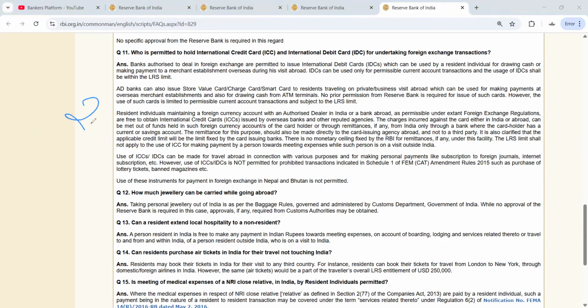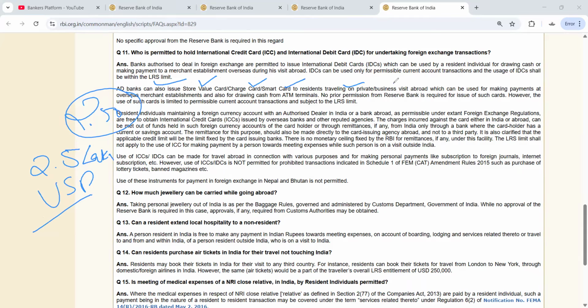That is 2,50,000 dollars, 2.5 lakh USD. This is the LRS limit. So the transaction should be within the limit. Okay. So an AD Bank can also issue stored value cards, charge cards, smart cards, and cards for travel and business visits abroad, which can be used for making payment. So these things can be given, but it should be within the LRS limit.